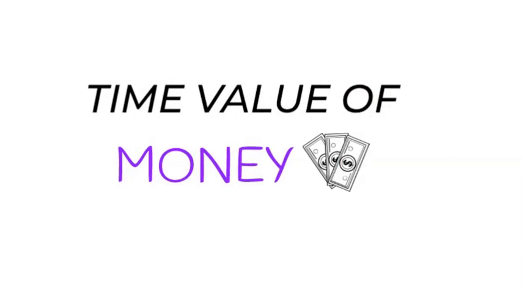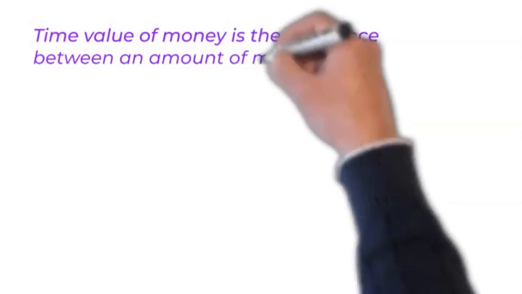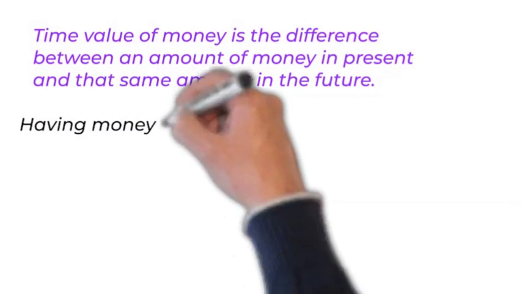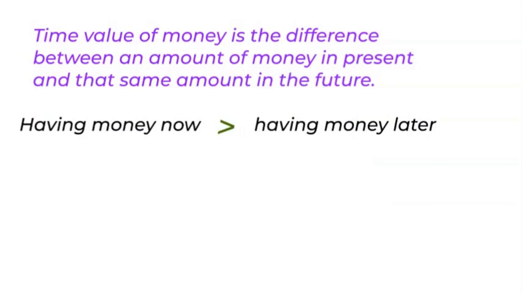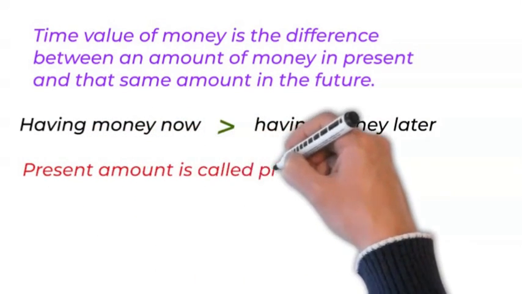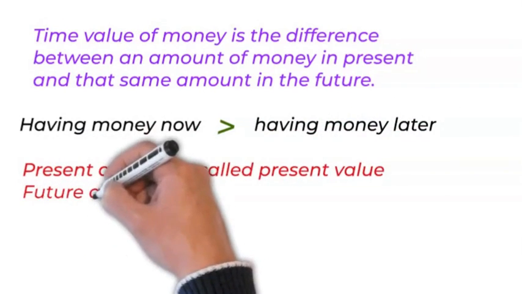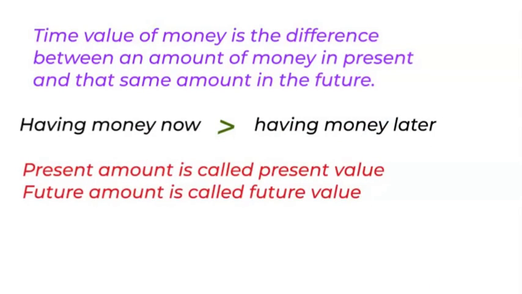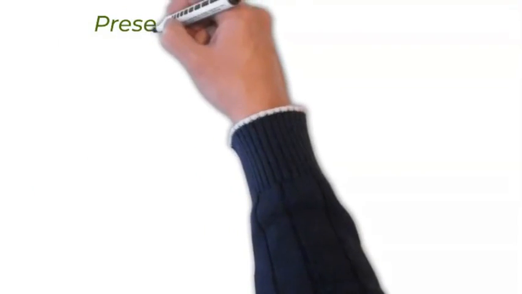Today we are discussing the time value of money. Time value of money is the difference between an amount of money in the present and that same amount of money in the future. Having money now is more valuable than having money later. The present amount is called the present value. The future amount is called the future value. And the appropriate rate that relates the two amounts is called the discount rate.